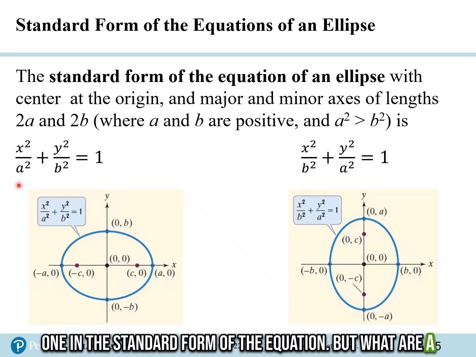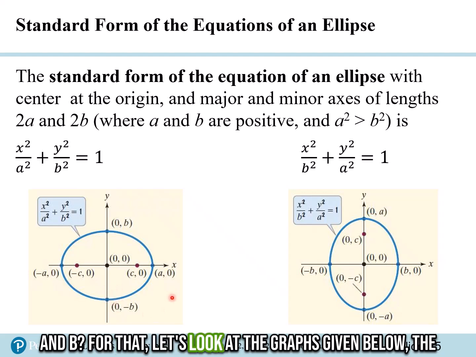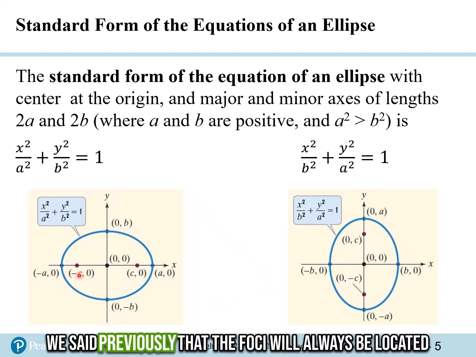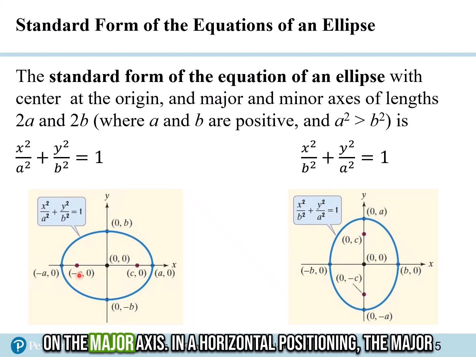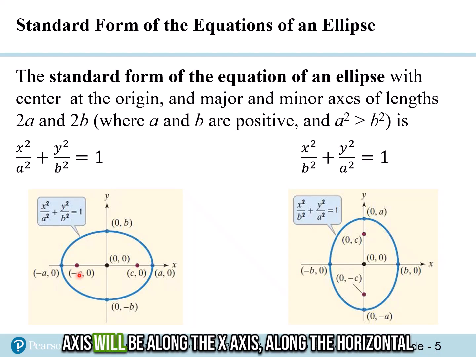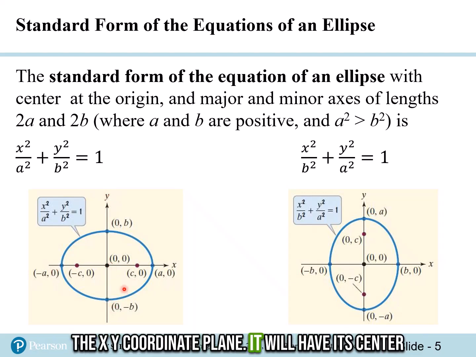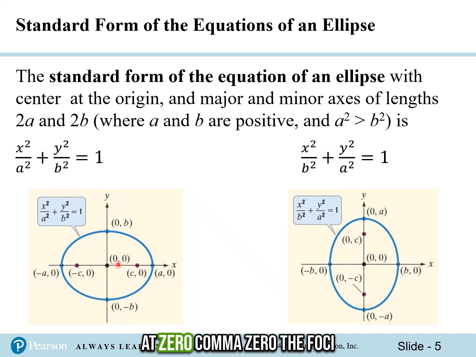But what are a and b? For that, let's look at the graphs given below, the horizontal and the vertical ellipse. We said previously that the foci will always be located on the major axis. In a horizontal positioning, the major axis will be along the x-axis, along the horizontal axis. Now this ellipse has its center point at the origin of the xy coordinate plane. It will have its center at 0, 0.